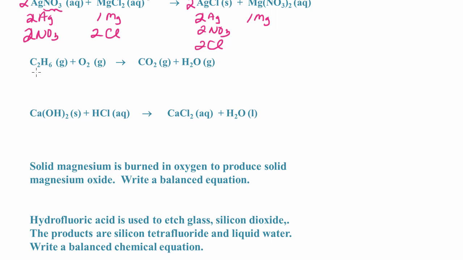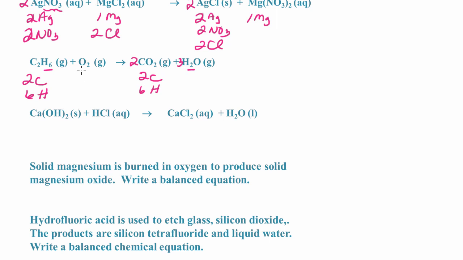I'm going to balance the carbons and hydrogens first, and then I will balance my oxygens. So here I have two carbons. On this side I have one carbon, so I'm going to put a 2 here. So that gives me two carbons on both sides. On this side I have 6 hydrogens. On this side I have 2 hydrogens. So what I'm going to do is put a 3 in front of the water. Okay, that gives me 6 hydrogens. I'm all balanced in hydrogens.